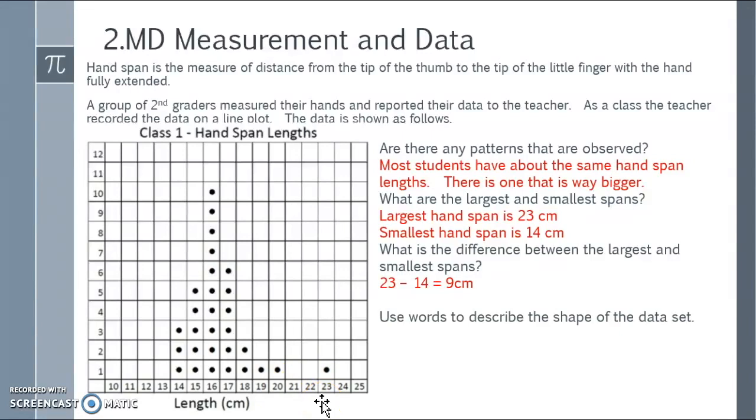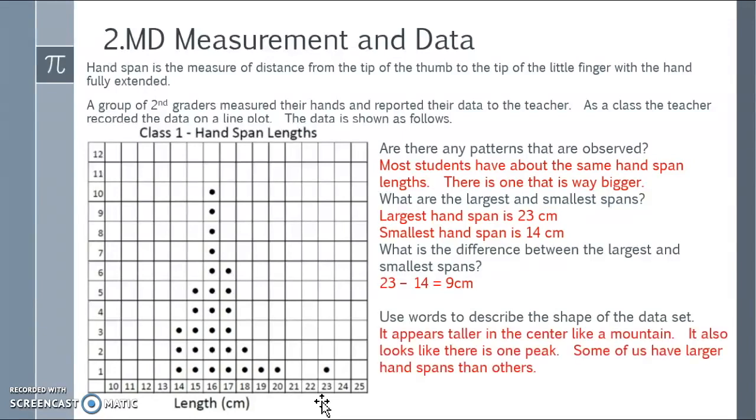Use words to describe the shape of the data. To me, it appears taller in the center, like a mountain. It also looks like there is just that one peak. And some of us have larger hand spans than others. This is very subjective to what you or your students might see.